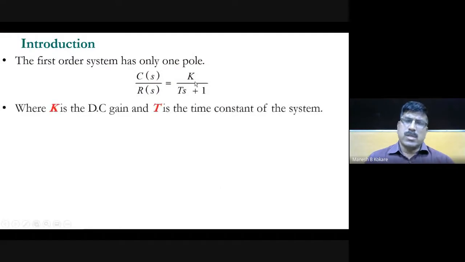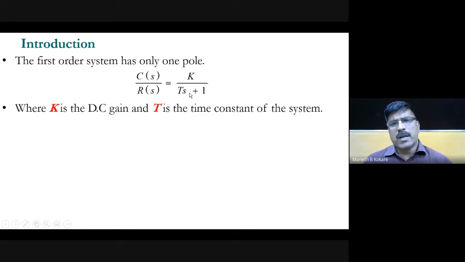Yesterday we studied this form, where K is the DC gain and T is the time constant of the system. If the time constant is large, the system will be sluggish for step input. First we'll see how to calculate the response of the system for impulse input and for step input. Then we'll see the effect of changing the gain and the effect of changing the time constant. That we are going to study in today's lecture.